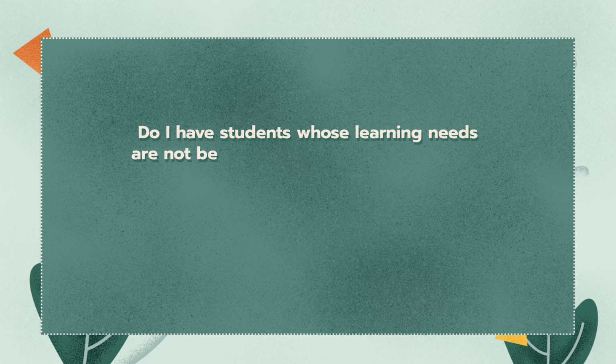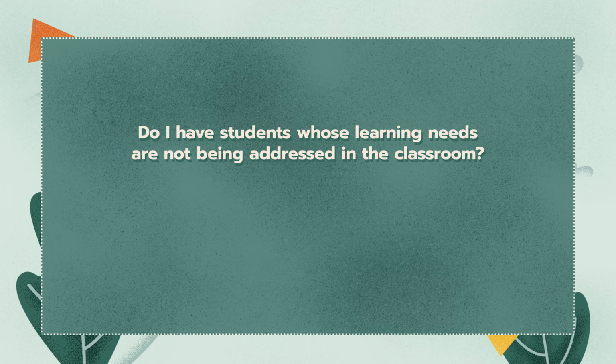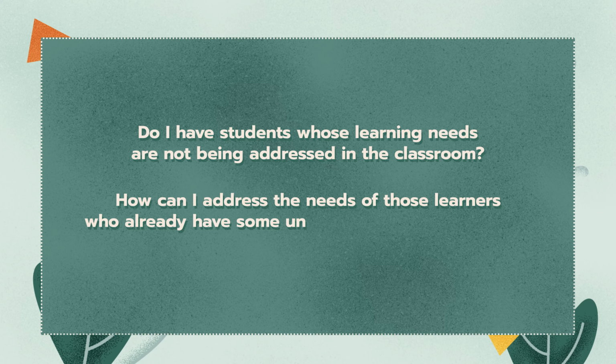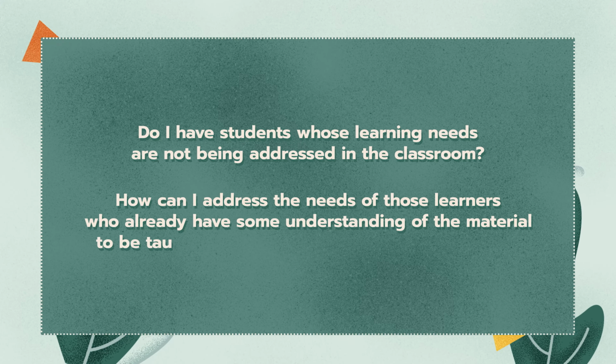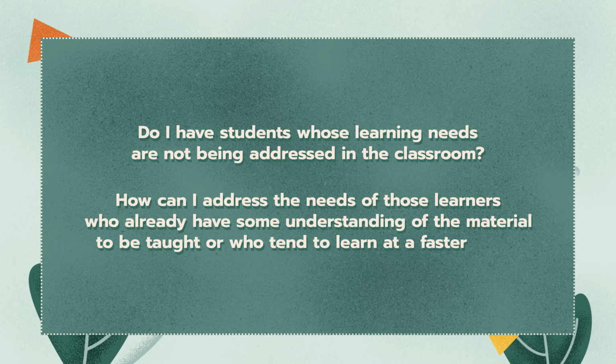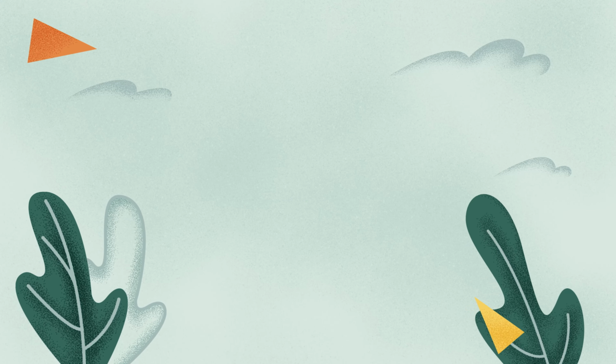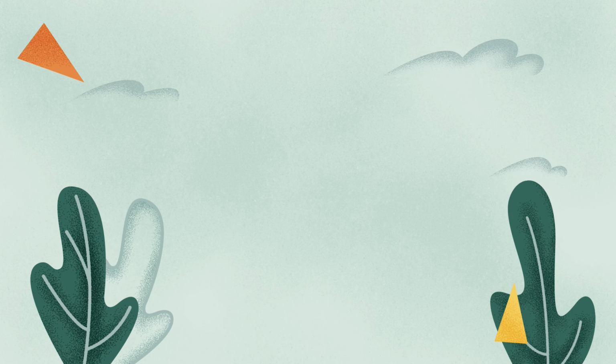When conducting the student assessment, keep the following guidelines in mind. Do I have students whose learning needs are not being addressed in the classroom? How can I address the needs of those learners who already have some understanding of the material to be taught or who tend to learn at a faster pace? What can we differentiate? Differentiated instruction can happen in 4 ways.